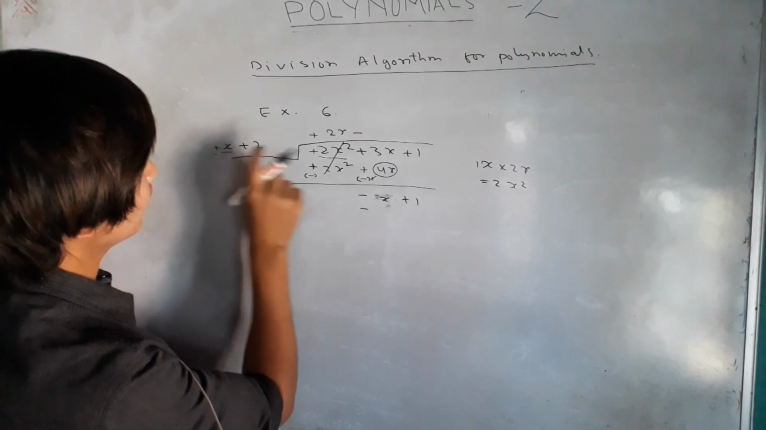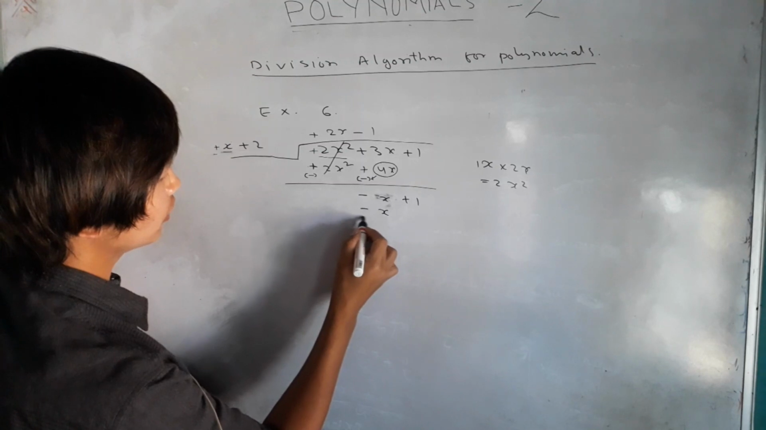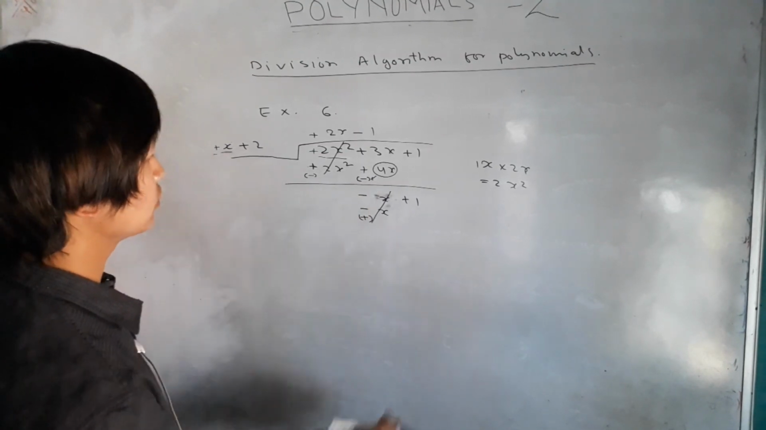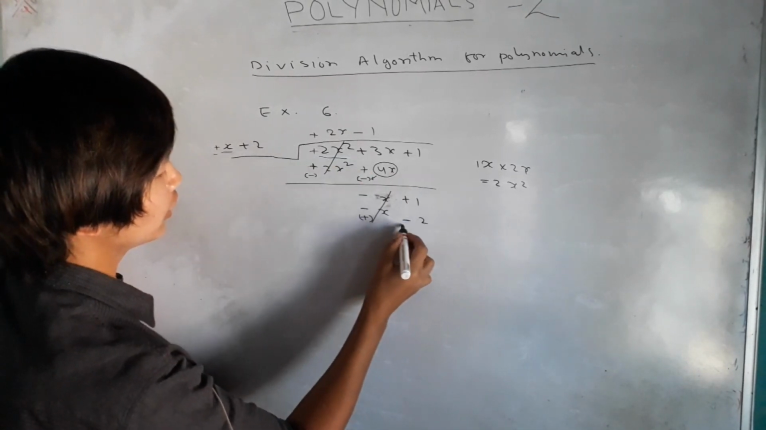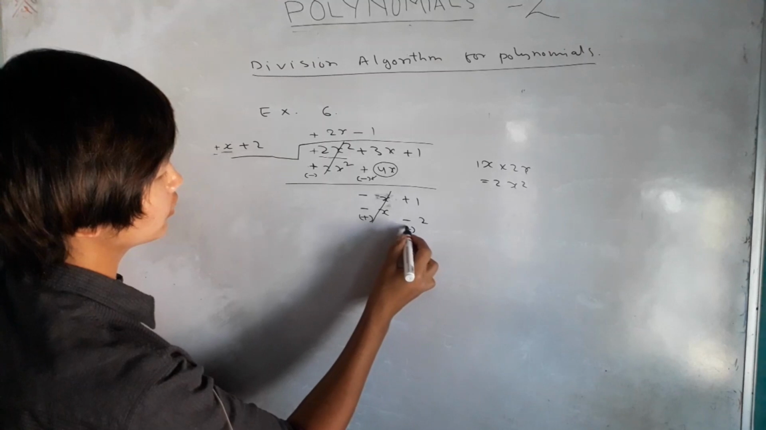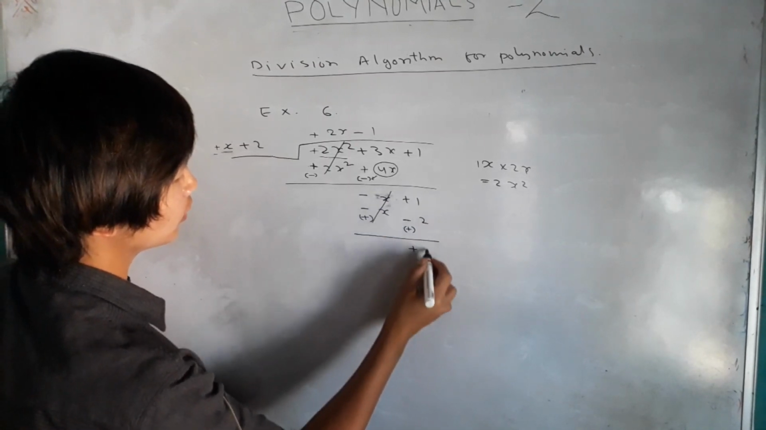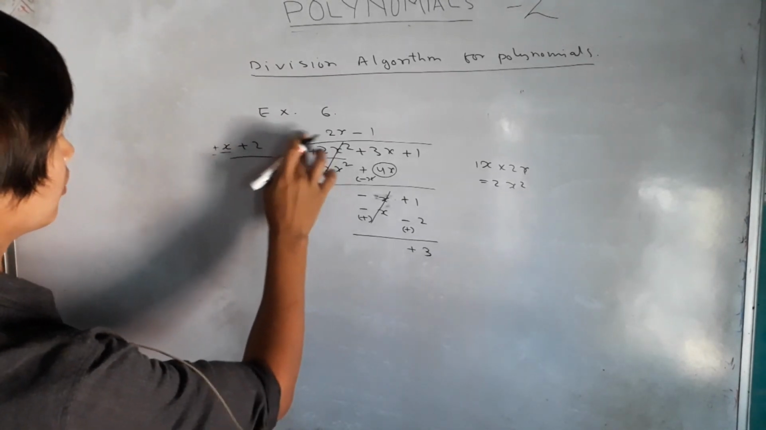So x, how many times? 1 x. So here is positive, so it will cancel out. Plus, minus into plus, minus, it will be 0. Plus into minus, minus 2, 1, 2. Here is negative, so I'll put positive. So plus into plus, plus, it will be addition. 2 plus 1, 3. In this way we will solve everything.